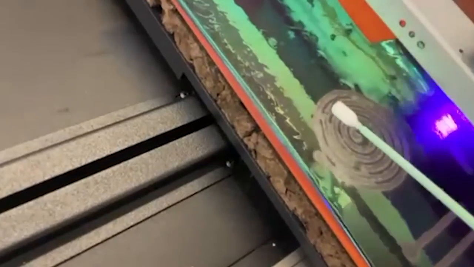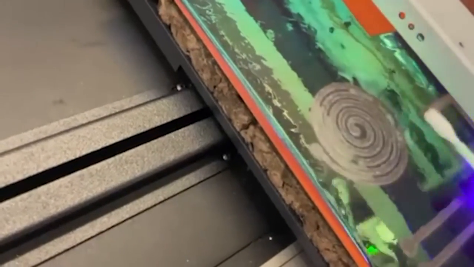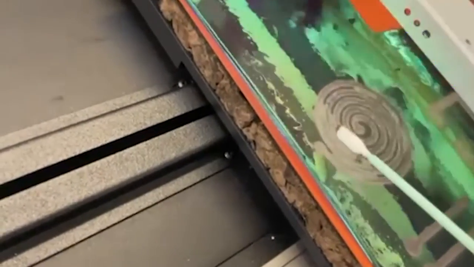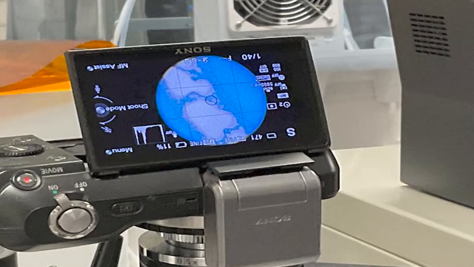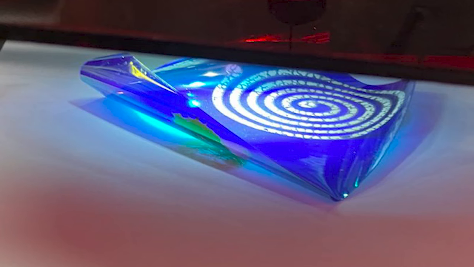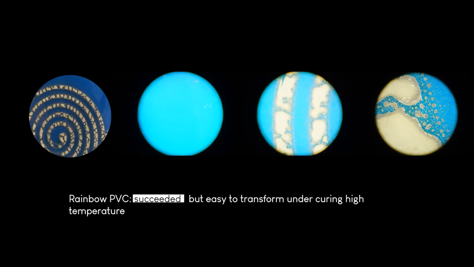As we can see during the printing, some ink drops clustered at the textile surface. I think it is because of the hydrophobicity of this textile. This will cause a small problem that the circuit is not continuous. Another problem is when I cure the PVC, it will deform very easily like this. And here is the PVC under the microscope that I tested.